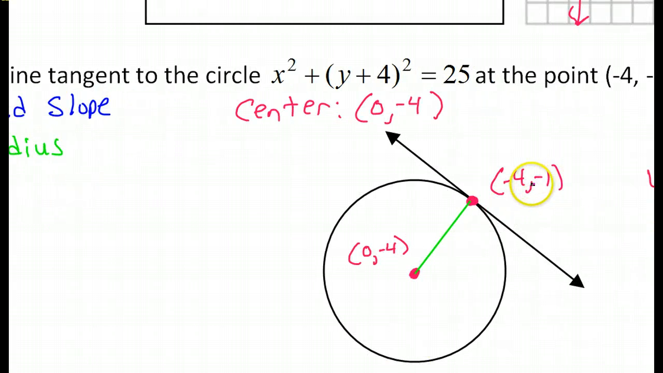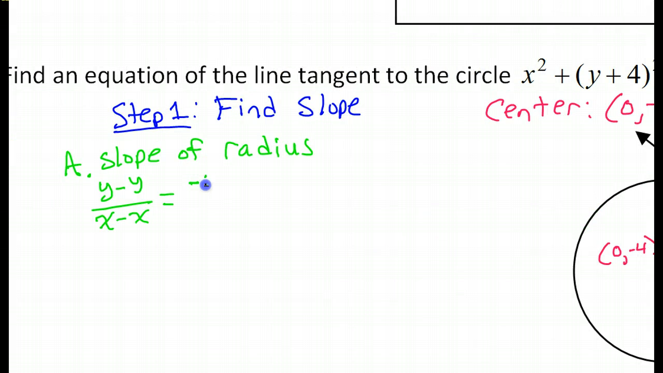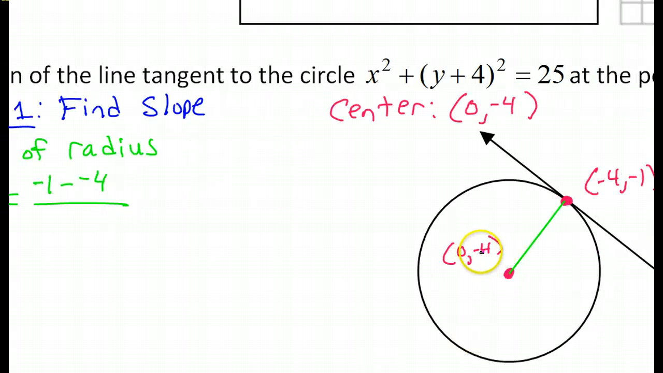It doesn't matter in which order you subtract as long as you do it the same way both times. So I'm going to use the high one minus the low one. So y minus y: negative 1 minus negative 4. Notice the double negative here, minus a negative, because the second number is a negative number. And then I'll have negative 4 minus 0, x minus x.